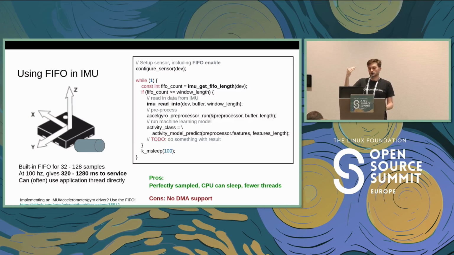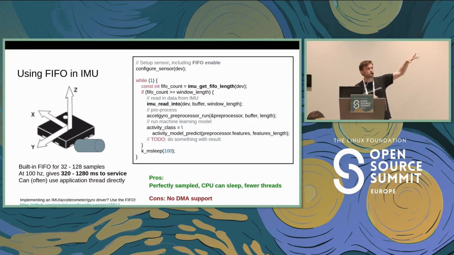So we could just wake up every, say, 500 milliseconds. The rest of the time we're just sleeping, and the buffering happens on that device. And they're incredibly power efficient when they do this. And we also get perfectly sampled data. Our code does not influence the sampling intervals, so we have a very nice regular time series. And having fewer threads can be a nice benefit and simplification.